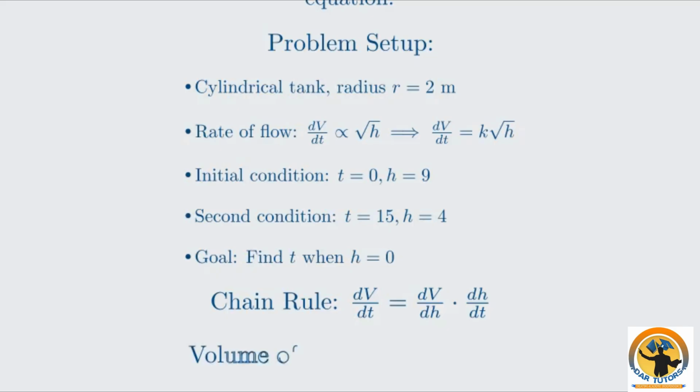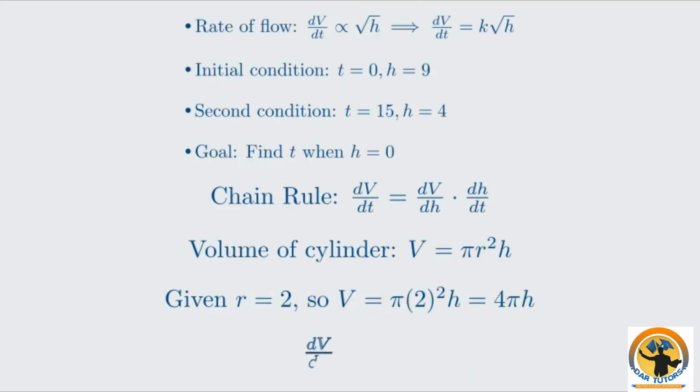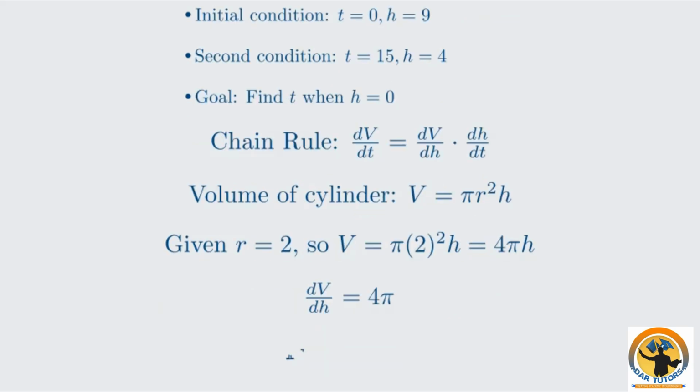First, let's find dV/dh. The volume of a cylinder is V equals pi r squared h. Since the radius r is 2 meters, V equals 4 pi h. Differentiating with respect to h, we get dV/dh equals 4 pi. Now we substitute this back into the chain rule equation. We have dV/dt equals 4 pi times dh/dt.